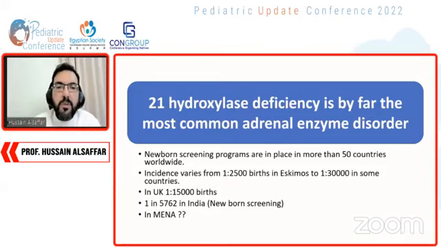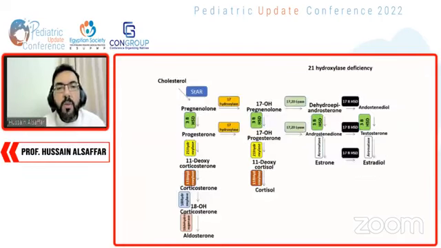The incidence is variable, about 1 in 2,500 in Eskimos, for example. Otherwise, in the rest of the world, it's between 1 in 15,000 and 1 in 30,000. In India, especially when they started newborn screening, they discovered that the incidence is a bit higher than expected before: 1 in every 5,762 children. In the MENA region, Middle East and North Africa, unfortunately, we haven't got clear statistics to tell us the incidence in our region. So we need to work hard on that to establish the incidence and diagnose patients early.